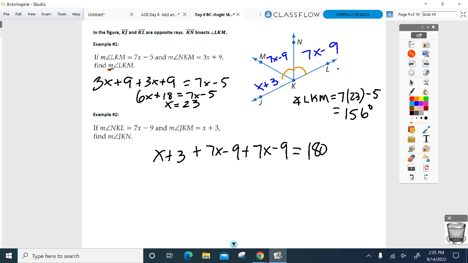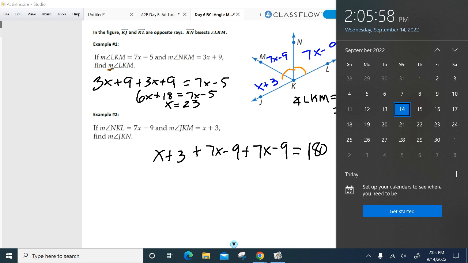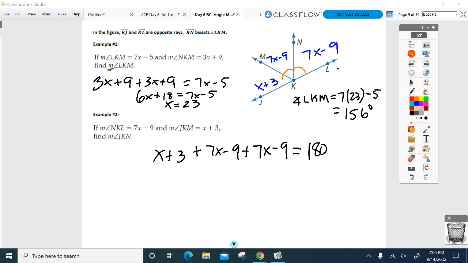Go ahead. You're on your own to finish this up for end of class. Find x, plug it back in to find JKN. Yep, that one was a tough one. Equals 180. Forms a straight line.